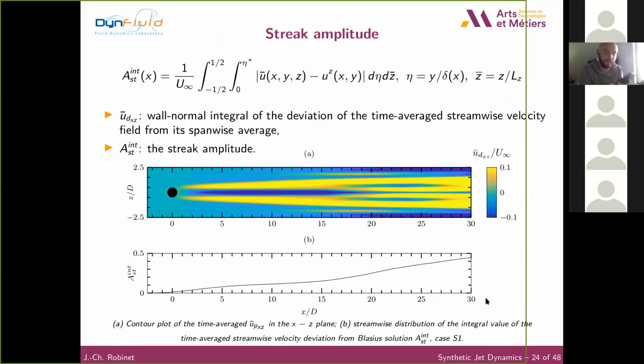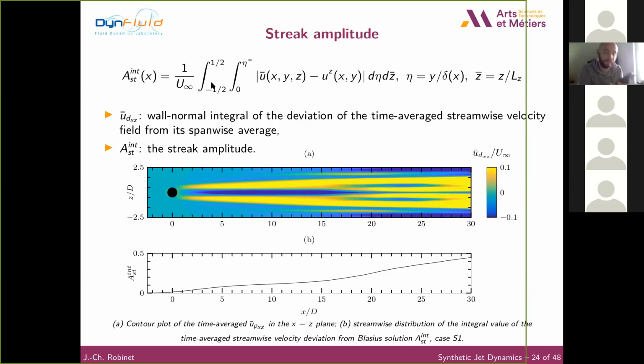If I want to characterize the evolution of the streaks, it's interesting to plot this quantity. This quantity is the difference between the time average flow minus this quantity, but also averaged in the transversal direction, integrated over the normal direction and the spanwise direction.